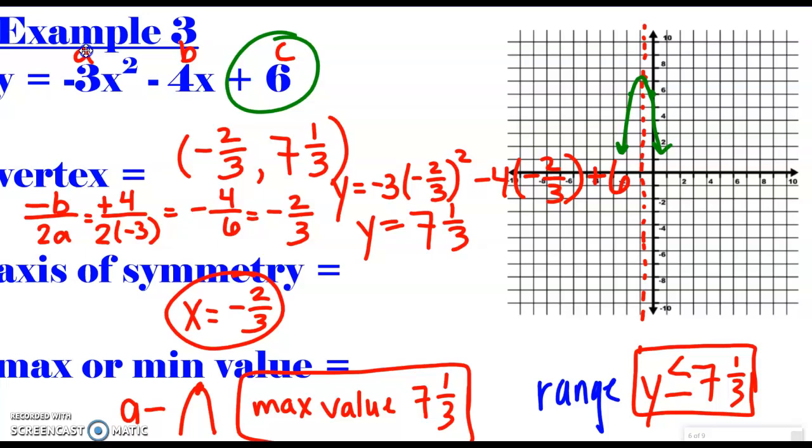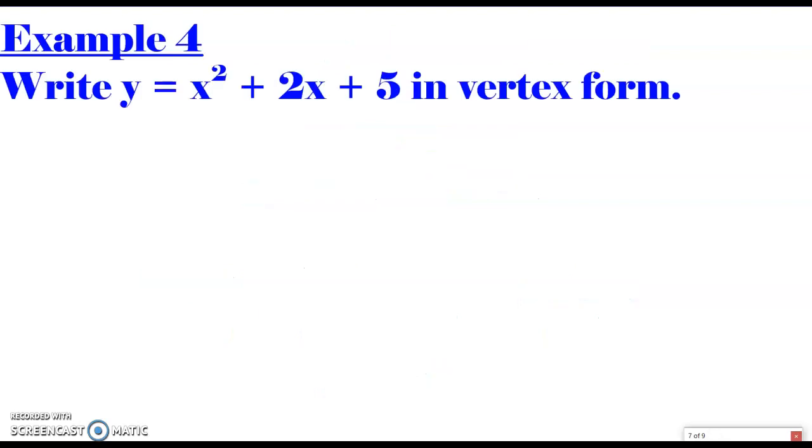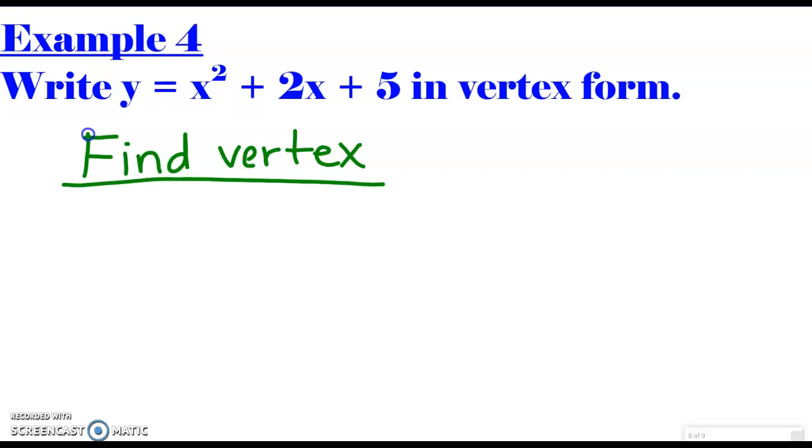Let's step away from graphing for a little bit. And the next one, we are just going to convert into vertex form. So you first find the vertex, H, K, then use that and A to write in vertex form. So this is very similar to what we did yesterday. So here, the first thing you want to do is find the vertex, like we just did.